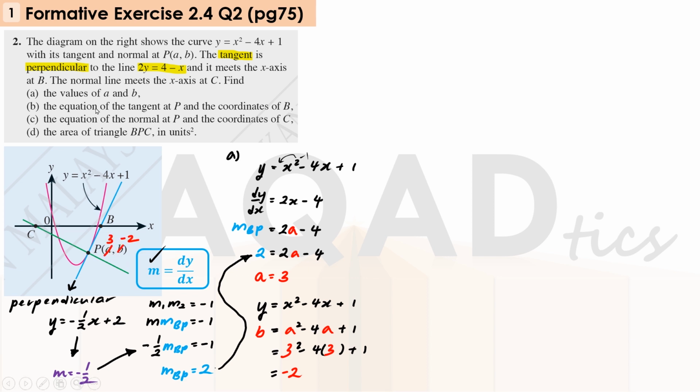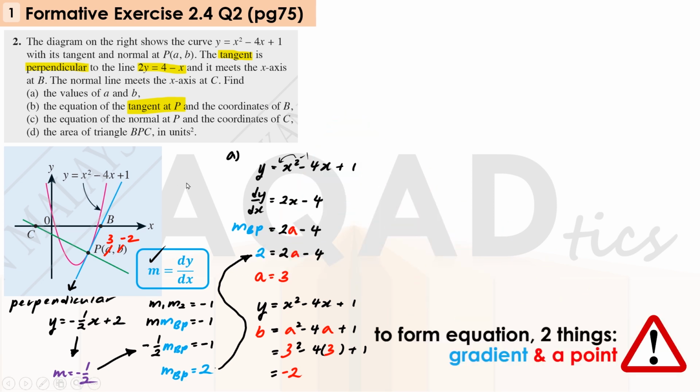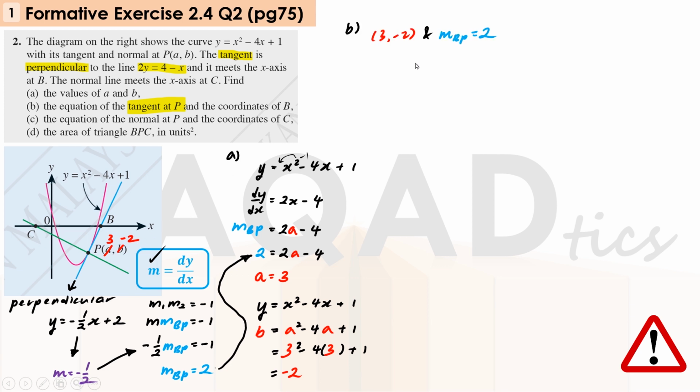For the second question, we need to find the equation of the tangent at P and the coordinates of B. The equation of the tangent is the line equation for the blue line. To find the equation, we have two things: the gradient, which we have already found, which is 2, and a point, which is P, which is also found. So this is quite straightforward. Just use y equals mx plus c, substitute the values in, find the value of c first, then you will form your equation using the gradient and the y-intercept.